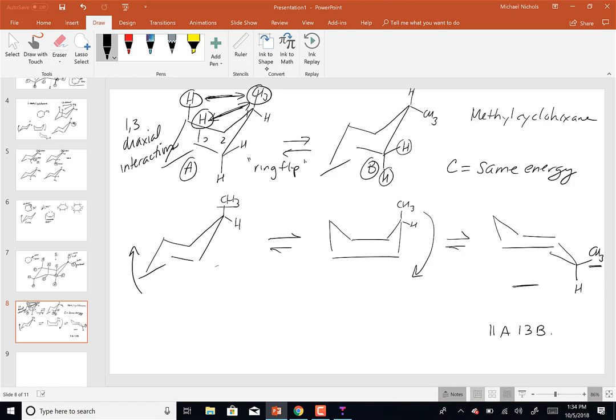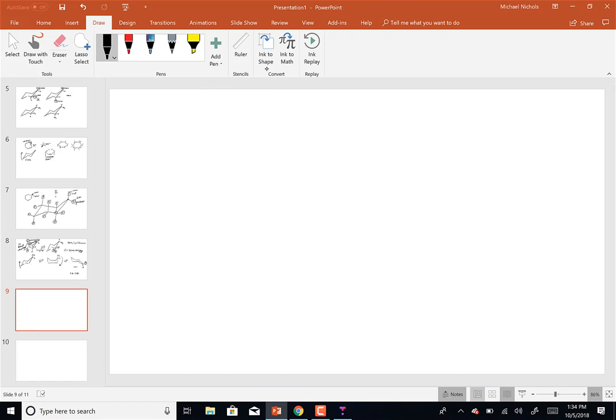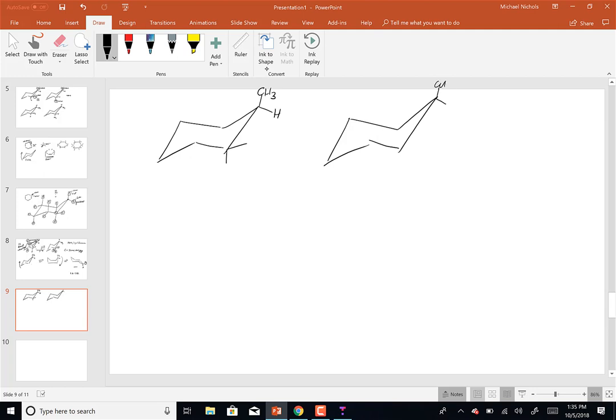So let's make it a little more complicated then. How about we write the conformations for 1,2-dimethylcyclohexane. That means on carbon 1 and carbon 2, I'm going to put a methyl group each. Now, there's four ways to do this, four permutations. I could put the methyl group axial, and I'm going to do that for the first two. On the upper carbon, I'm going to put both methyl groups in the axial position.